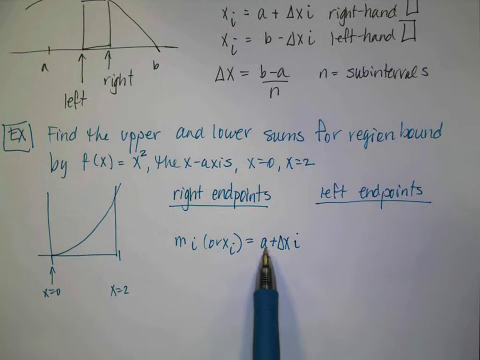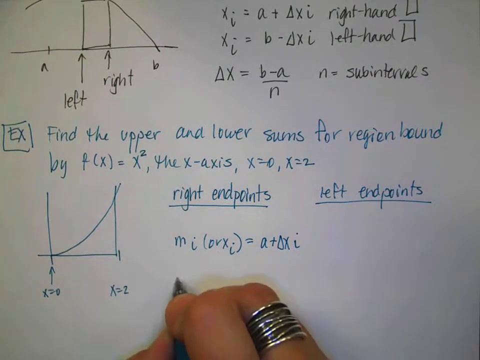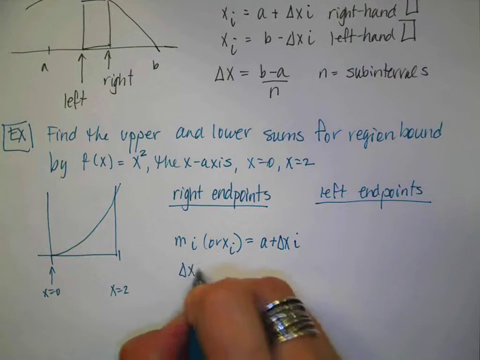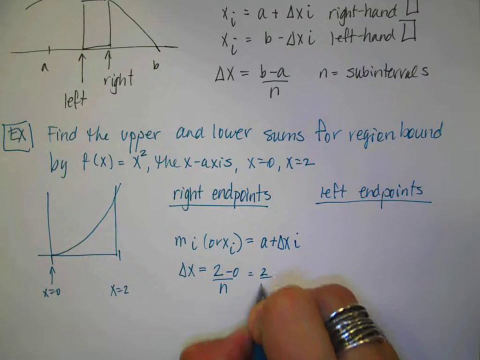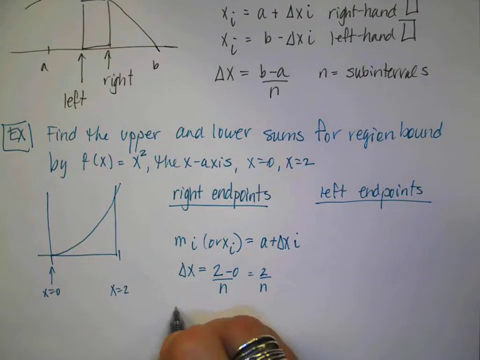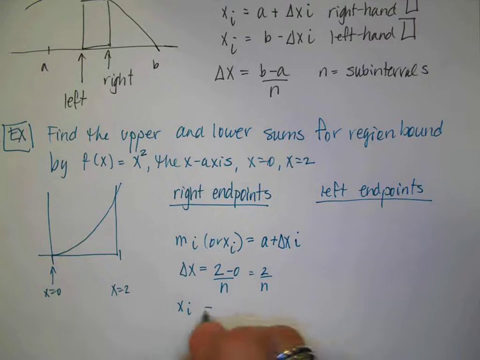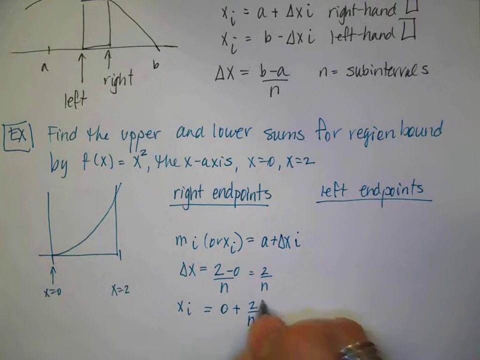All right, m of i is going to equal the left endpoint plus delta x times i. Okay? So then I need to find delta x before I do more math. My delta x is going to be 2 minus 0 divided by n, which is 2 over n. Then my x sub i, m sub i, however you want to call it, is going to be the beginning endpoint plus delta x over n times i. And that just simplifies to be 2i over n.